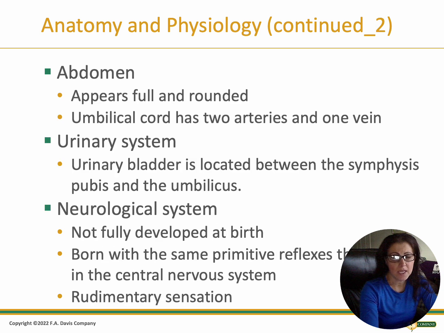The abdomen is usually full, more rounded. At birth, the umbilical stump is usually present. The umbilical cord has 2 arteries and 1 vein, and of course the arteries and vein are kind of opposite of what we're used to, where the arteries carry deoxygenated blood and the vein carries oxygenated blood. The urinary system is located between the symphysis pubis and the umbilicus.